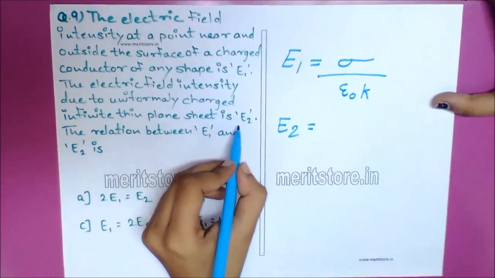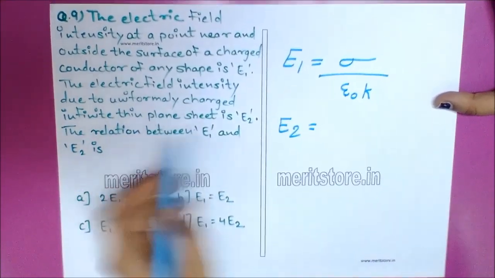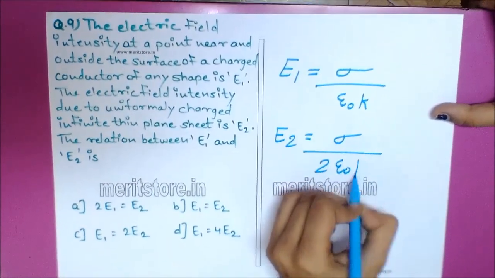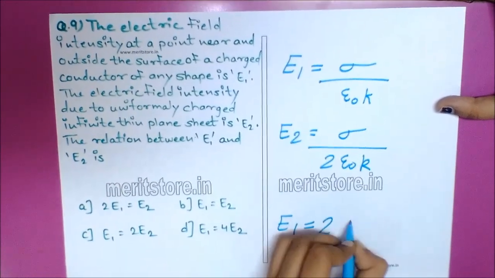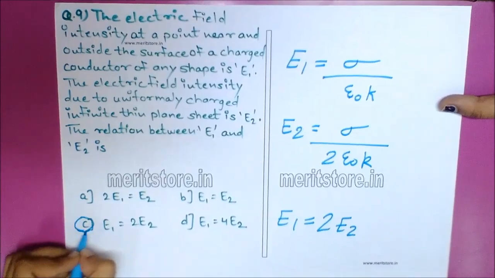And the second, electric field intensity E2 is due to a uniformly charged infinite thin plane sheet. So that formula is sigma upon 2 epsilon naught K. So from this we have E1 is equals to 2E2. E1 is twice of E2. Option C is the correct option.